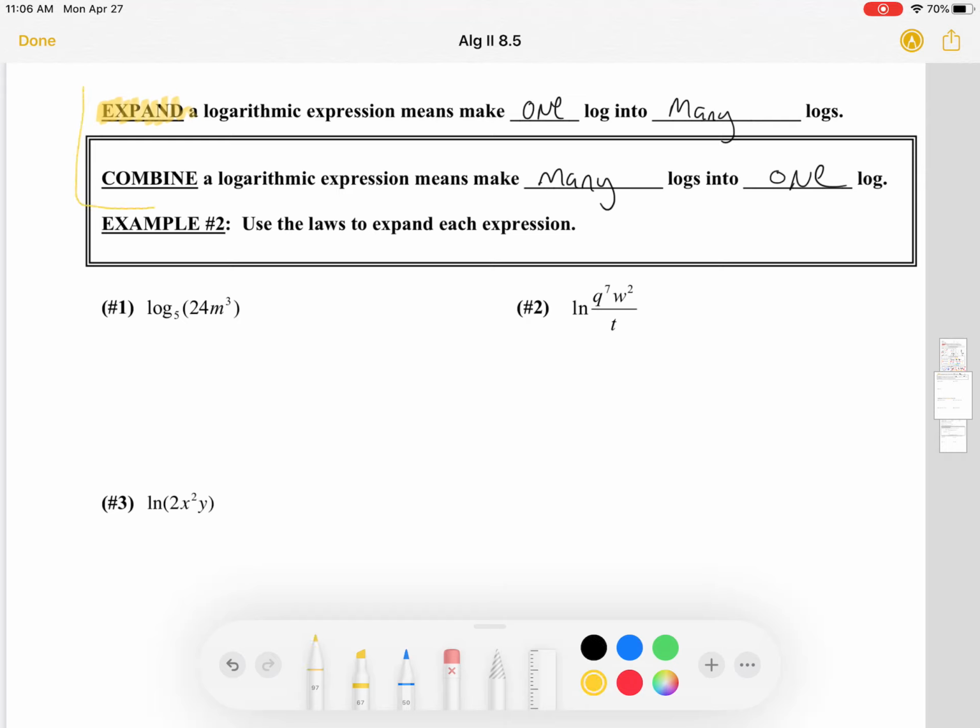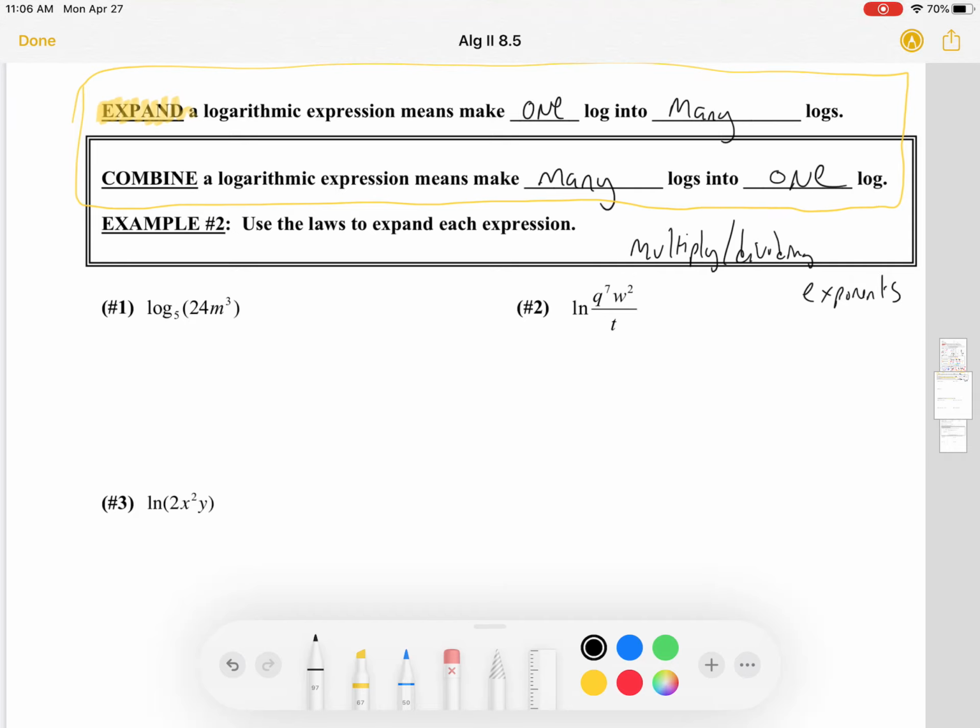This box was messed up. It should look like this. And then example 2 should be outside the box, but whatever. Okay, it says example 2, use the laws to expand each expression. So first thing you got to look for is, are we multiplying or dividing? And then you got to look for exponents.